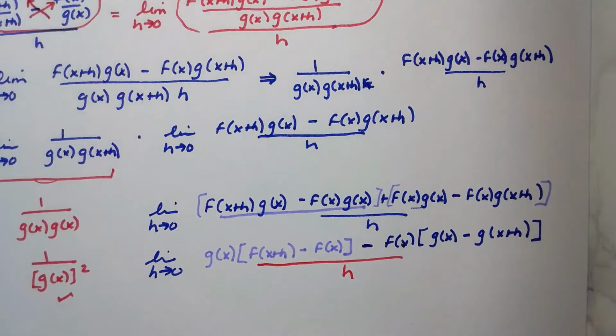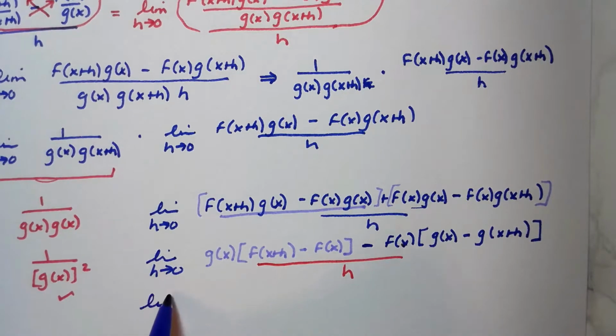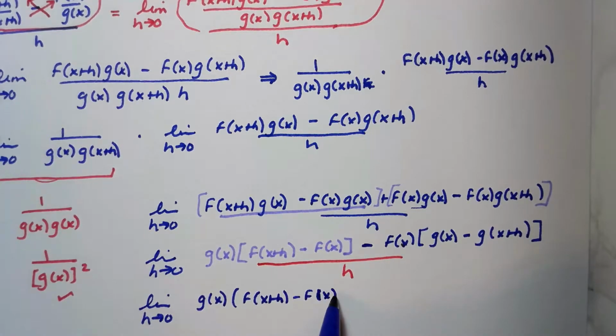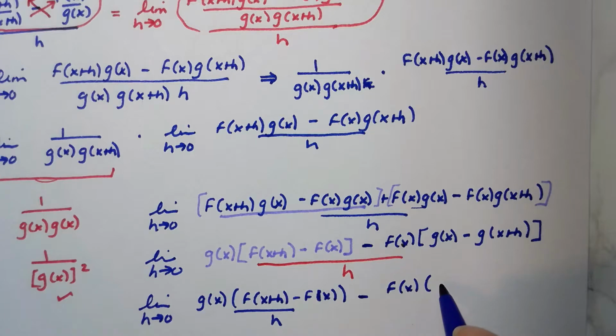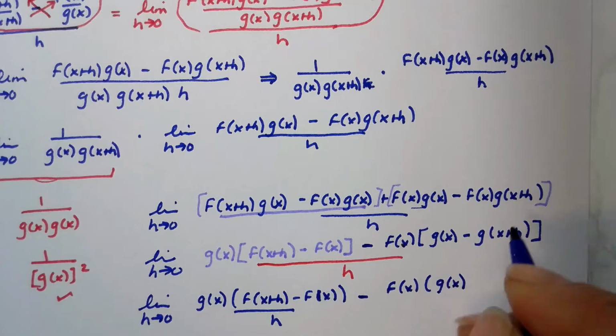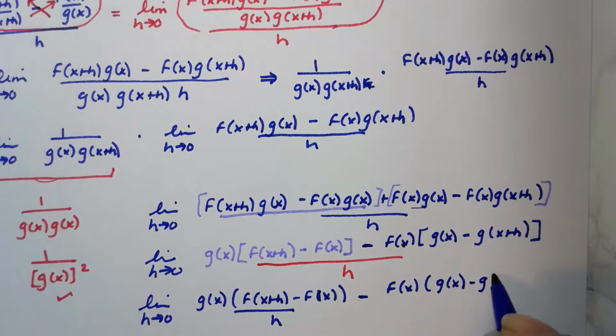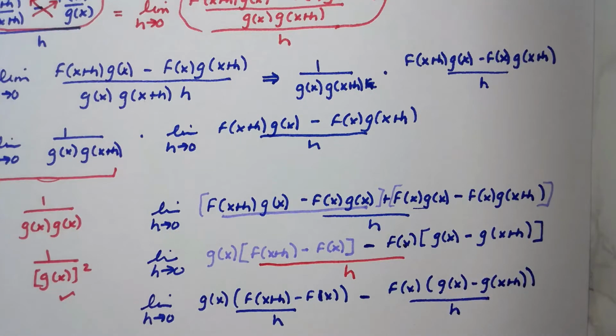I'm going to rearrange the terms of my numerator. So what I've got here is the limit as h approaches 0 of g of x times f of x plus h minus f of x, all over h, minus f of x times, so I'm going to rearrange these two, g of x minus g of x plus h, all over h.